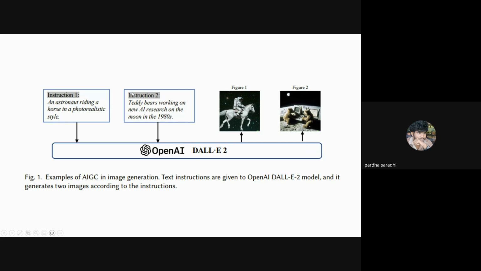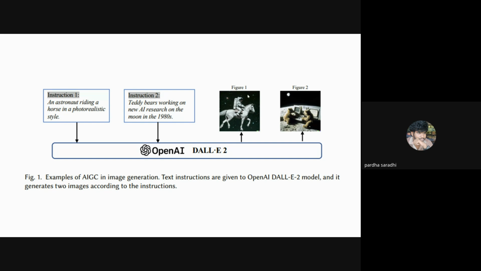This is one of the famous slides, I could say. This figure showcases the capabilities of GenAI in image generation using the DALL-E 2 model developed by OpenAI. Here there are two examples. The first image depicts an astronomer riding a horse in a photorealistic style, which is not possible in space. But this demonstrates the ability of the model to understand a complex instruction and generate an actual visual representation.